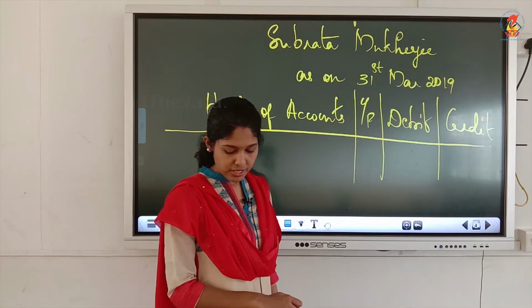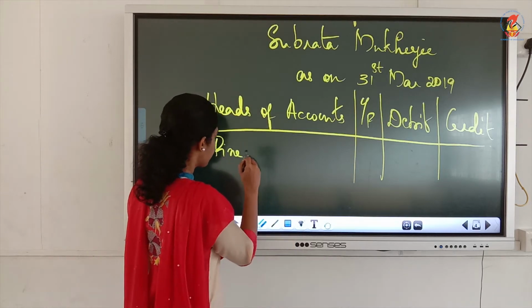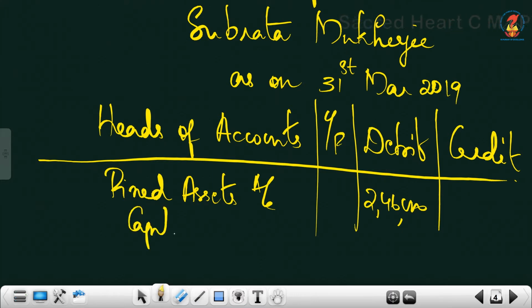Okay, the first one, fixed assets. Assets will be having a debit balance. So, fixed assets account, debit balance, debit column you write the amount 2,46,000. Then capital account, that is a liability. So, it is having a credit balance 2,50,000.